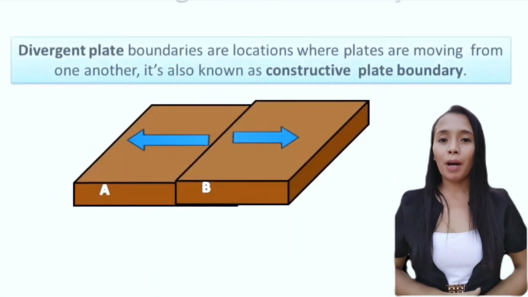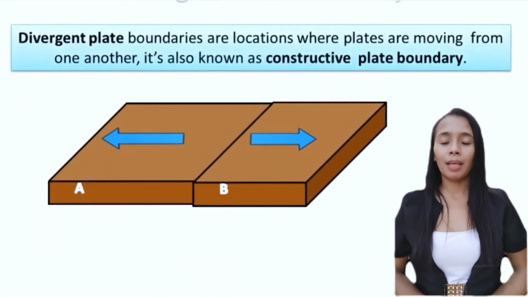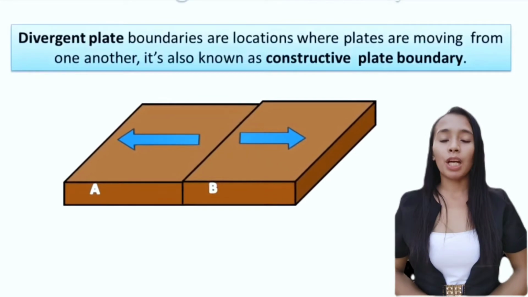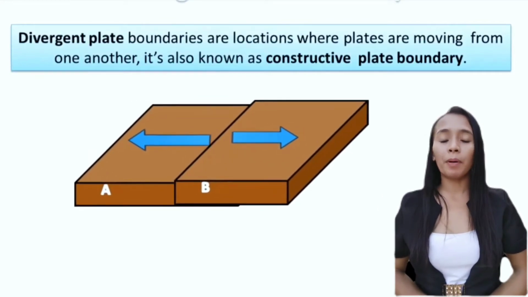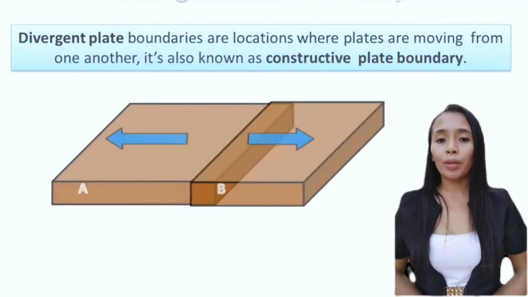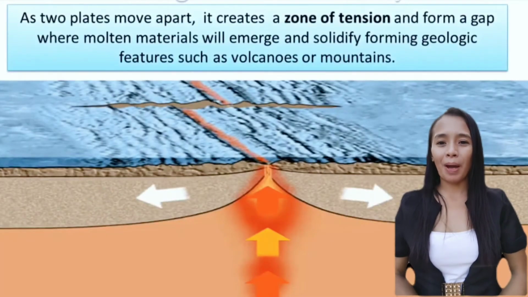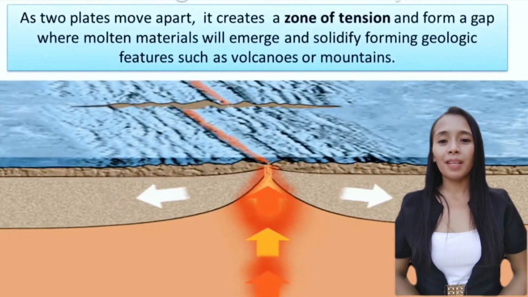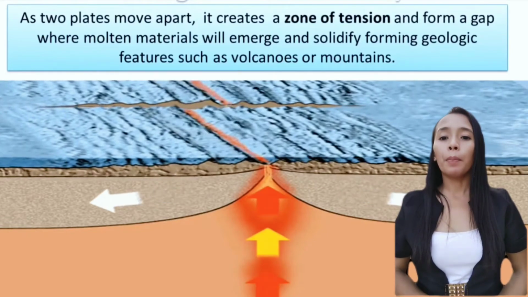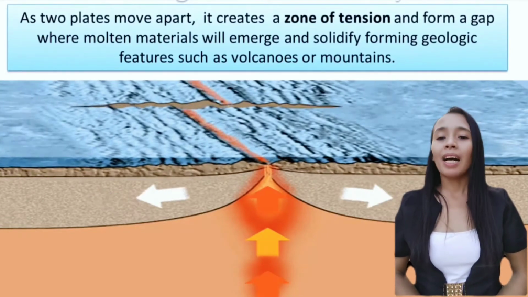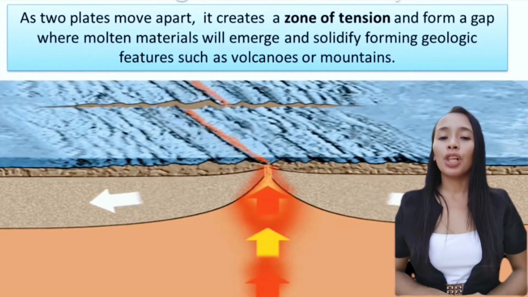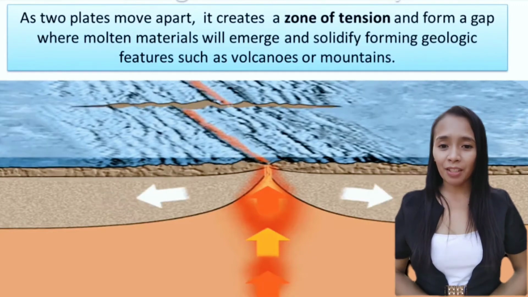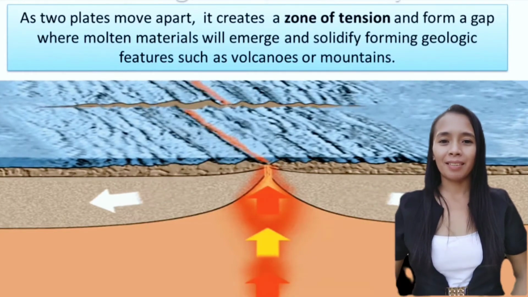Next, let's learn about divergent plate boundary. Divergent plate boundaries are located where plates are moving away from one another, also known as constructive plate boundary. As 2 plates move apart, it creates a zone of tension and forms a gap where molten materials will emerge and solidify, forming geological features such as volcanoes or mountains.